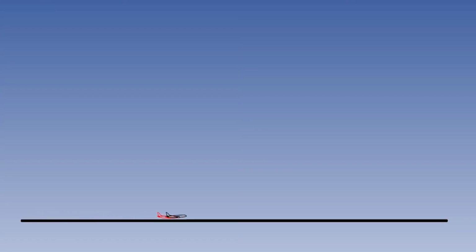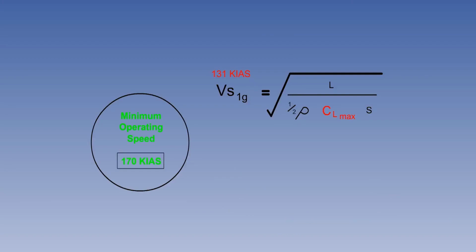Aircraft are fitted with flaps to reduce the takeoff and landing run. The reduction in takeoff and landing run is achieved by reducing the minimum operating speed. The minimum operating speed typically provides a 30% margin of safety above stall speed.